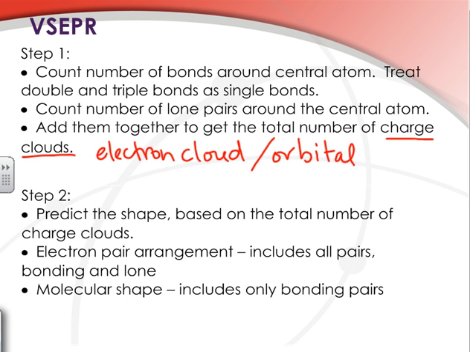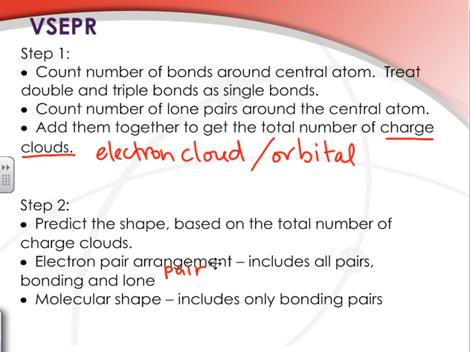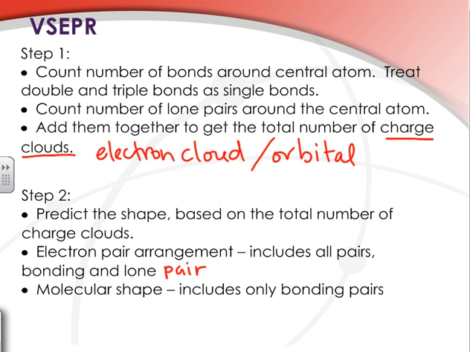Once you have the total number of charge clouds, you're going to do step two, predict the shape based on the total number of charge clouds. Look at the electron pair arrangement, which includes all pairs, bonding and lone pairs. Or you could also give me the molecular shape, which includes only bonding pairs. Okay, so if I ask you for the electron pair arrangement, you have to include all pairs, bonding and lone pairs. If I ask you for just the molecular shape, that just includes the bonding pairs.